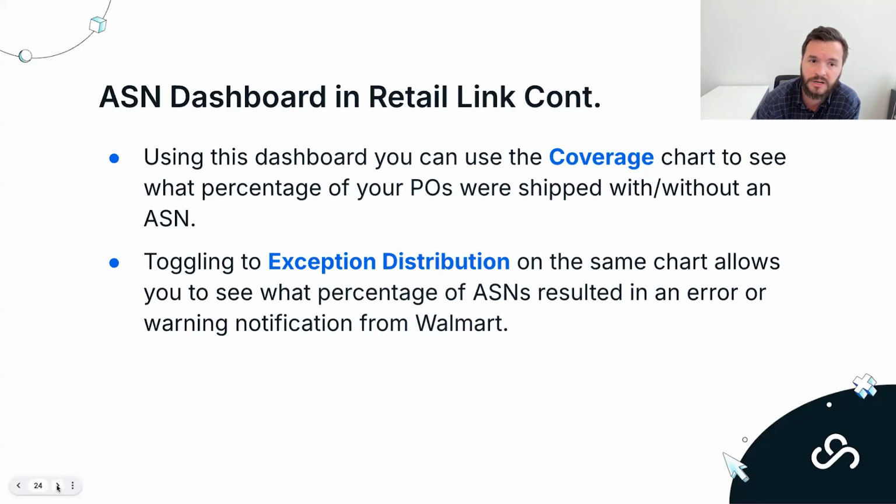You can use the coverage chart to see what percentage of your POs were shipped with or without an ASN. Your mileage will vary a lot depending on whether this is something you're really struggling with, or basically how on top of your ASNs you are as a whole organization. But the exception distribution on the same chart will allow you to see the percentage of ASNs that resulted in an error or warning notification from Walmart. So basically, you've got the high level org view that shows are you sending ASNs, and the exception distribution shows you the quality of your ASNs, a little bit more granular.